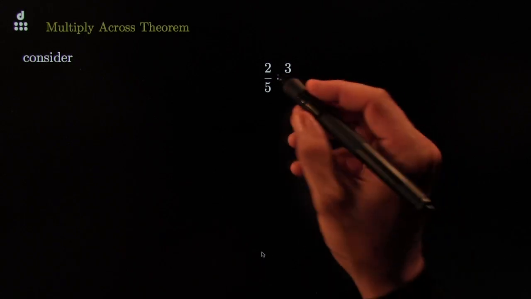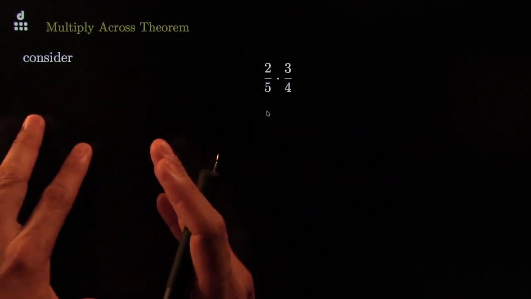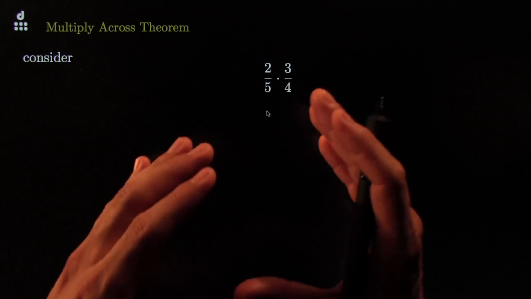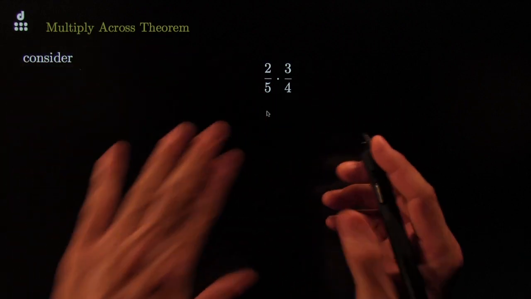So here we go. I'm going to do this one step by step using only things that we've already proven before, and then we'll package it into a new theorem called the Multiply Across Theorem. Yeah? So here we go.